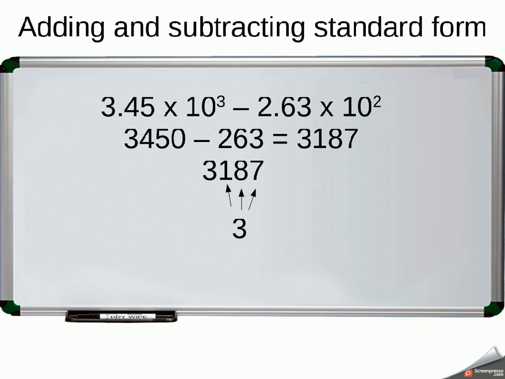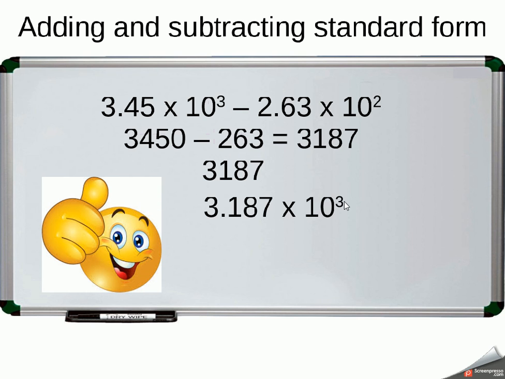So we look, right, there's 3 digits to the right of the first number. So we put the decimal place between the first number and the second number, 3.187, and we put that times 10 to the 3 because there were 3 numbers after the first number by here. And that's it. 3.45 times 10 to the 3, take away 2.63 times 10 to the 2 is equal to 3.187 times 10 to the 3.